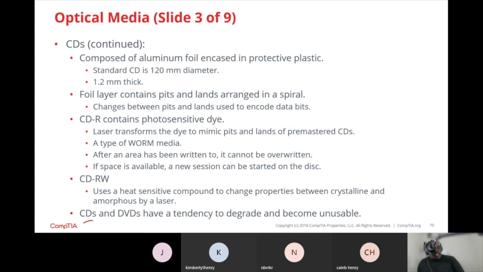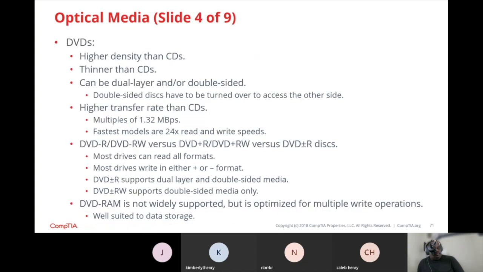So the main thing about CDs and DVDs is they have the tendency to degrade and become unstable. DVDs had higher density than CDs, but they were thinner than CDs as well. Can be dual layer or double sided. Double sided discs had to be turned over. They had a faster transfer rate than CDs. The fastest models were 24x read and write speeds.